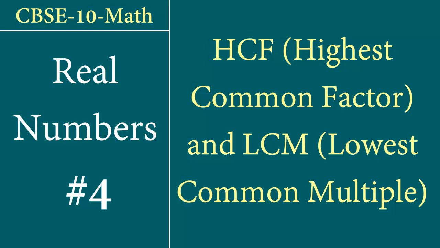This is Real Numbers video number 4, and today we are going to do a quick recap on HCF, that is highest common factor, and LCM, lowest common multiple. Let's pick two random numbers. Let's say our two numbers are 8 and 50. We want to find the HCF of 8 and 50, and the LCM of 8 and 50.